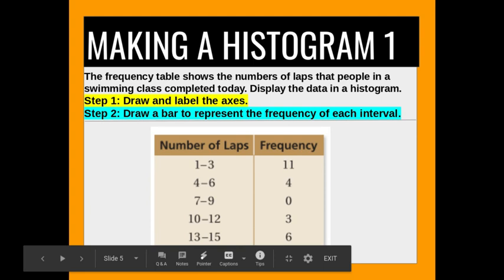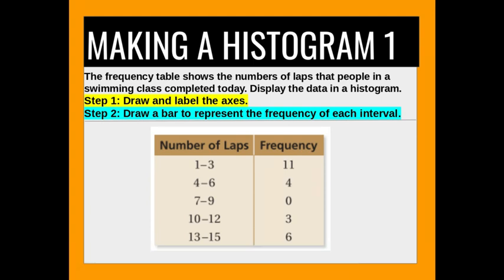Making a histogram. The frequency table shows the numbers of laps that people in a swimming class completed today. Display the data in a histogram. Step number 1, draw and label the axes. Step number 2, draw a bar to represent the frequency of each interval.